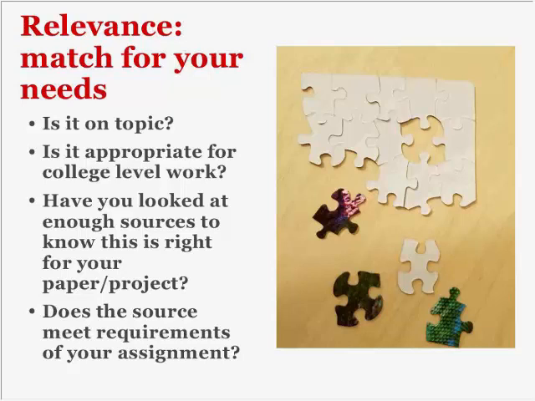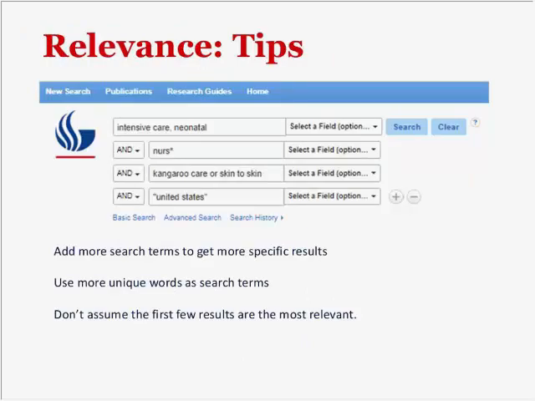And one of the things about looking for good sources is that you may not always find it immediately. You may have to do a little research to do good research and to find the sources that you need. So ask yourself the question, have you looked at enough sources to know that this is right for your paper, your project, the thesis that you're taking as you write? Okay, so relevance tips are really important as you do your searching.